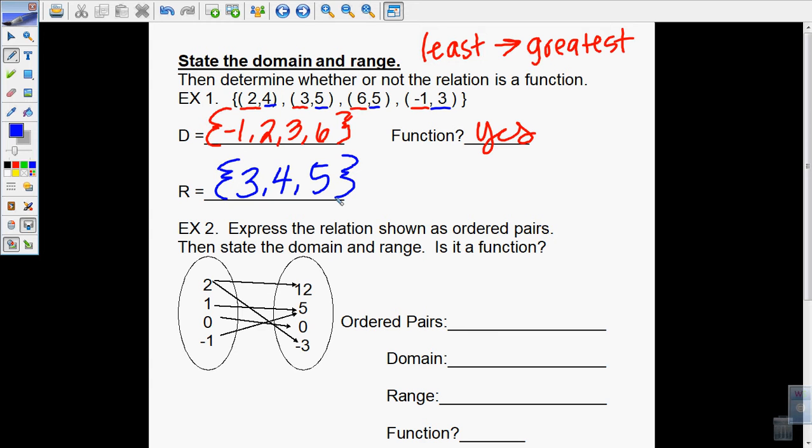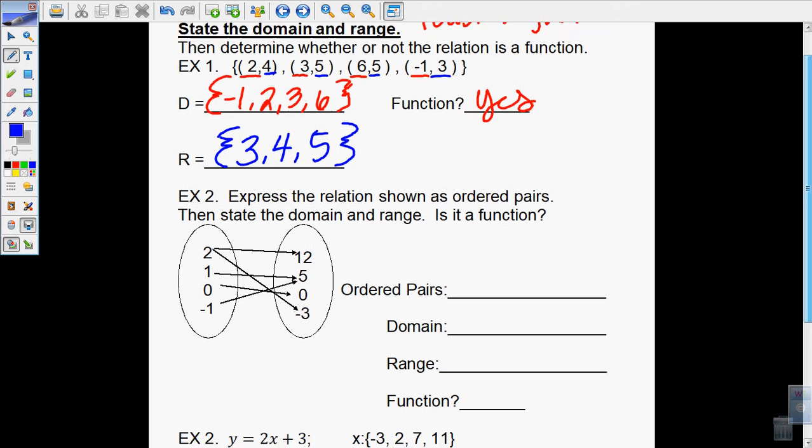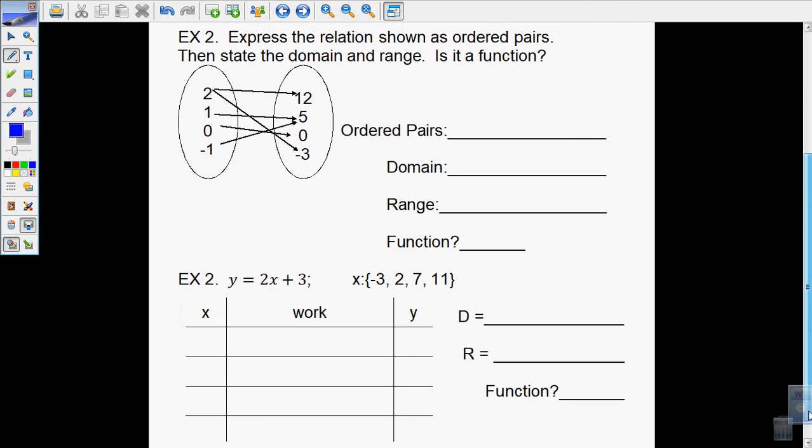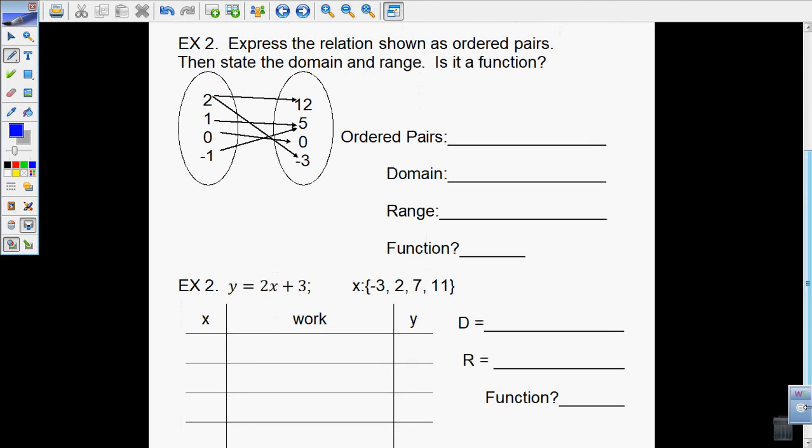Yep. All right, perfect. Next we're going to talk about how to read a mapping. A mapping is read from left to right. So when I read a mapping, I read it from left to right. Starting here, I have 2, and 2 connects to 12. So my ordered pair is 2, comma, 12.